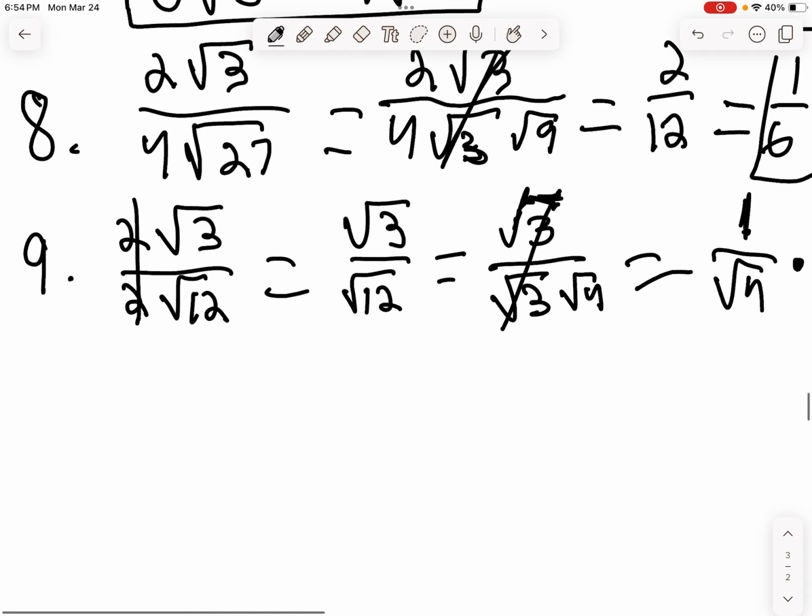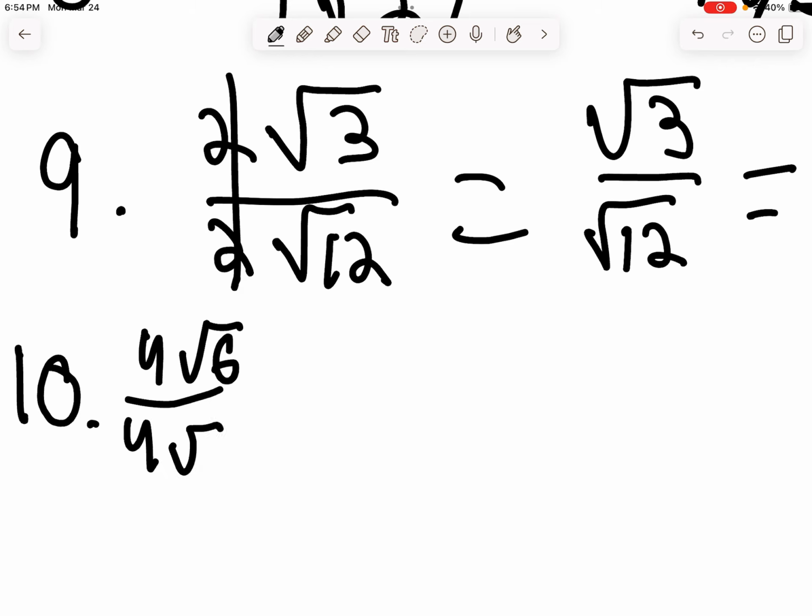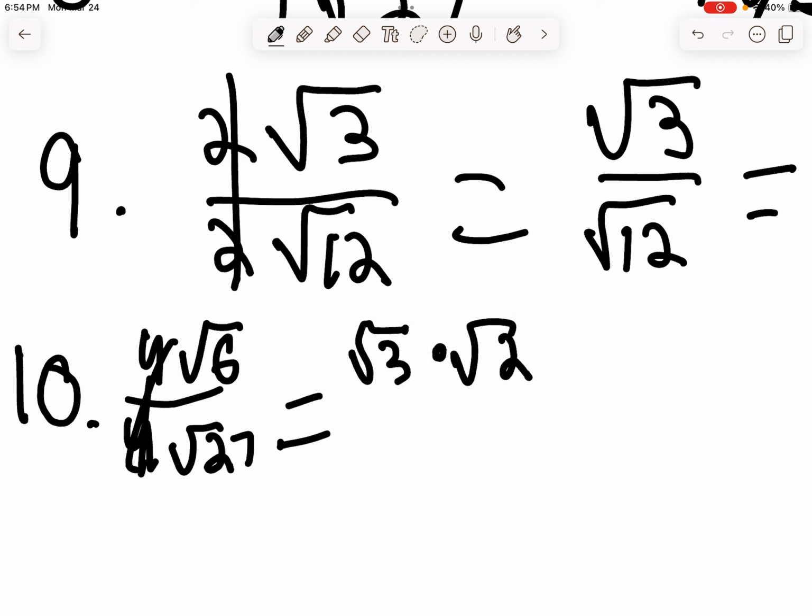Also, I changed my mind. I think I'm gonna simplify it for all of them, just for personal practice, just for the fun of the game. Anyway, 4 times the square root of 6 over 4 times the square root of 27. 4's cancel out. I'm gonna skip a step here. 6 can be written as square root of 3 over 2. This could be rewritten as square root of 3 and square root of 9.